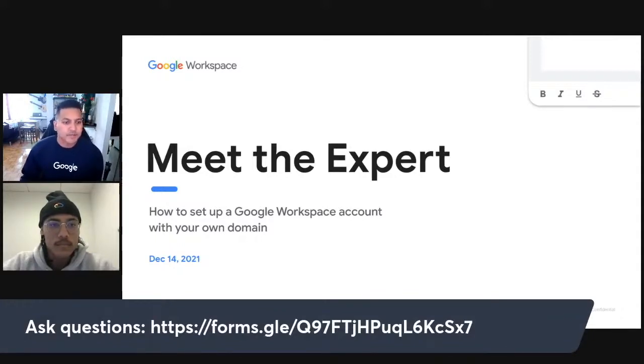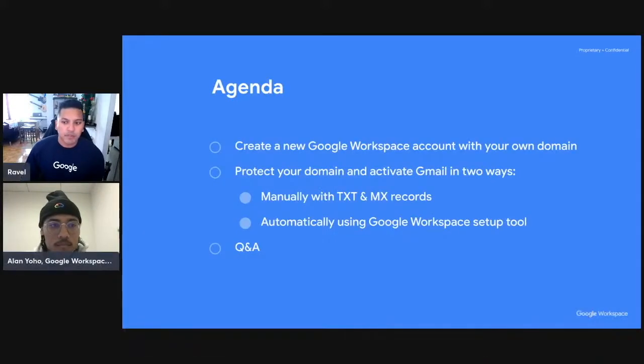Now let's look at our agenda. We'll cover creating a new Google Workspace account with your own domain. If you do not already have a domain, rewatch the previous session to see how to purchase a domain through Google Workspace. That session also covered your free trial and Google Workspace subscriptions. If you already own a domain, keep watching to see how to set up your Workspace account with your own domain. We'll also show you two ways to protect your domain and set up Gmail: manual with TXT and MX records, and automatically using Google Workspace Setup Tool.